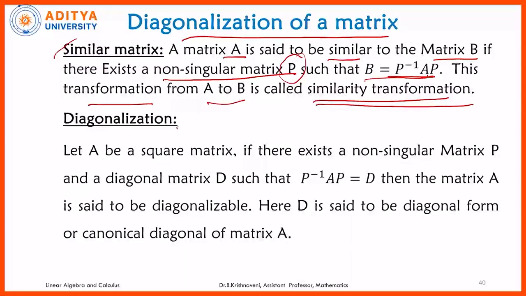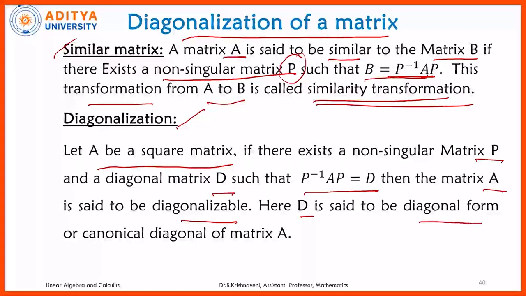Now let us see what is meant by diagonalization. Let A be a square matrix. If there exists a non-singular matrix P and a diagonal matrix D such that P inverse AP is equal to D, then A is said to be diagonalizable, and here D is said to be the diagonal form or canonical diagonal form of the matrix A. This we call diagonalization.